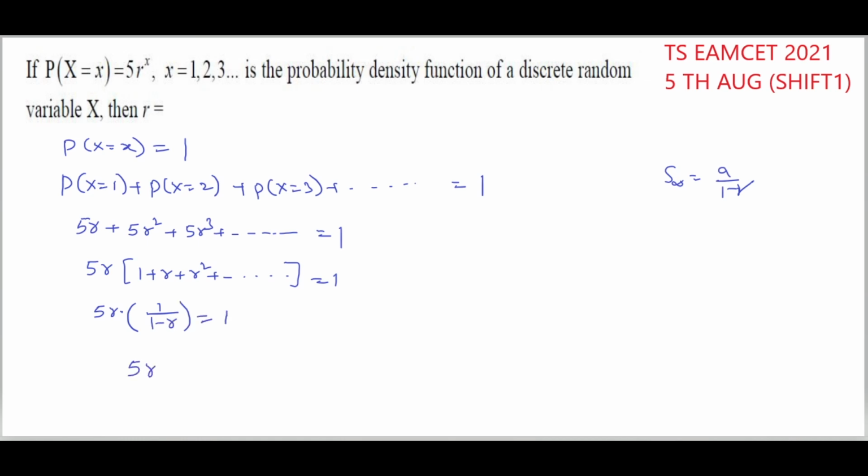From this, 5r is equal to 1 minus r. That is 5r plus r is equal to 1, 6r is equal to 1. Therefore, the value of r is 1 by 6.